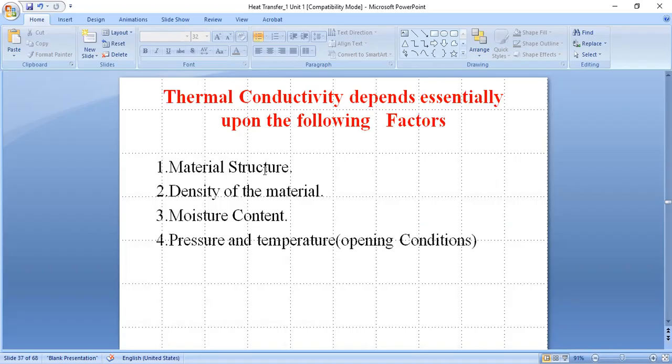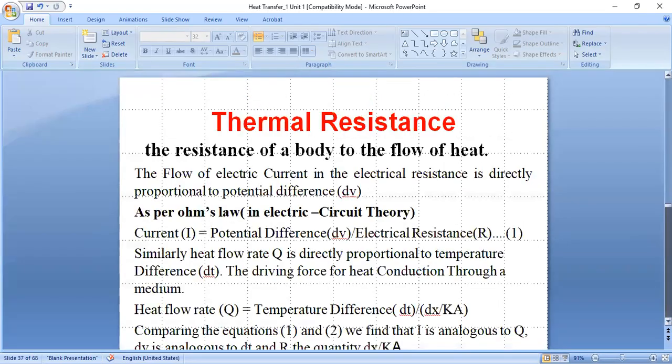And next, you have the liquid state and gas state. And depending upon the material structure, the density of the material also depends on copper, aluminum, and stainless steel, depending upon the material and different density, moisture content, and pressure and temperature operating conditions. The thermal conductivity depends essentially upon the following factors.